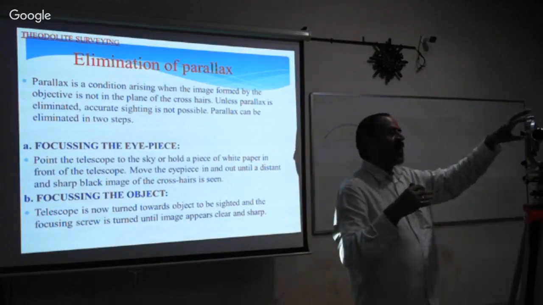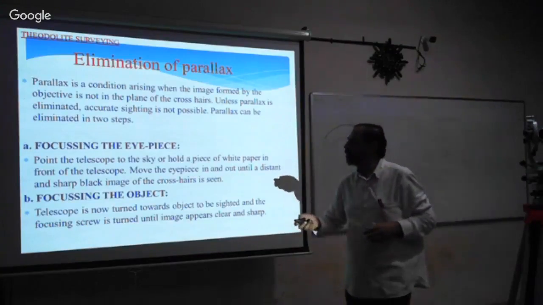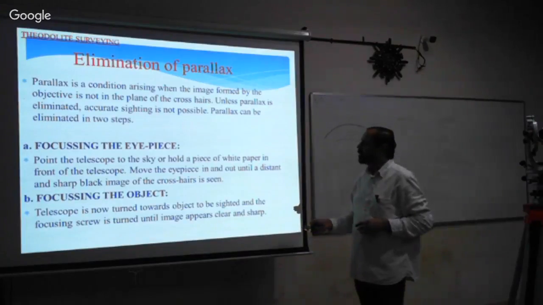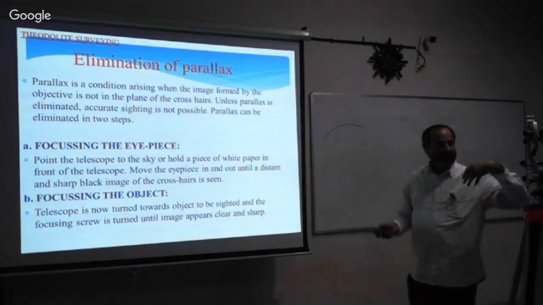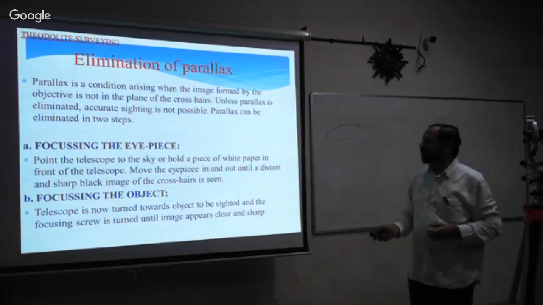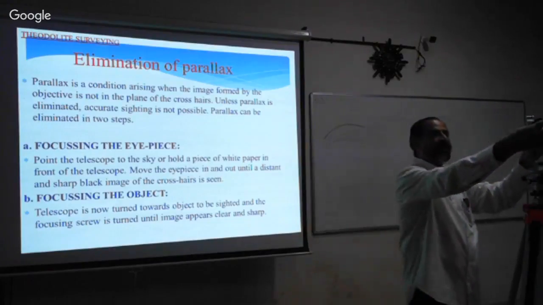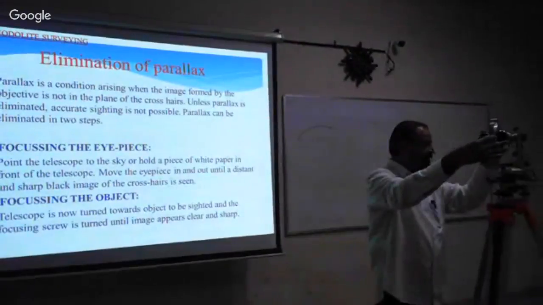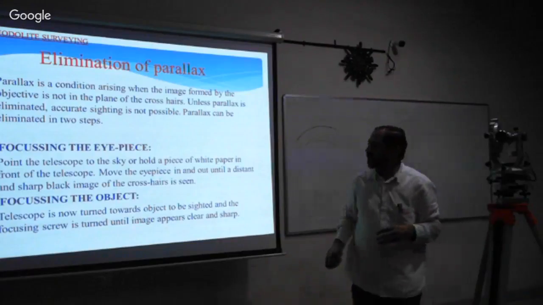That is error in the adjustment of the telescope. Now therefore what you should do, there are two steps we can do. Now here, focusing the eyepiece: point the telescope to the sky, hold a piece of white paper in front of the telescope, and move the eyepiece in and out until you get a clear image.